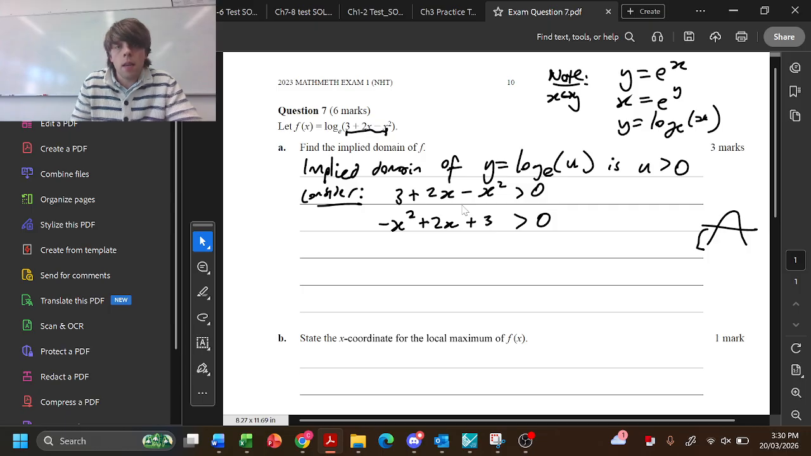Because if that's less than 0, then we put it into the logarithm. We have something less than 0 inside the logarithm, we have a problem. If it's equal to 0, we've also got a problem. So it has to be something that is strictly larger than 0.